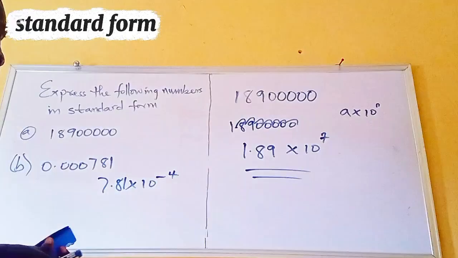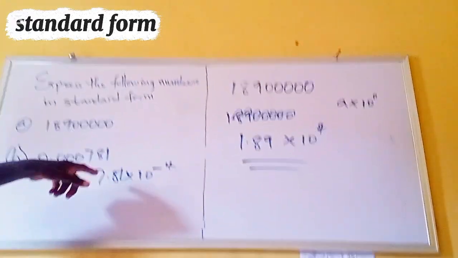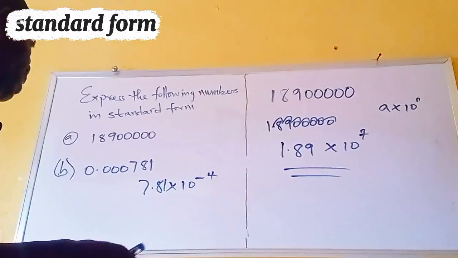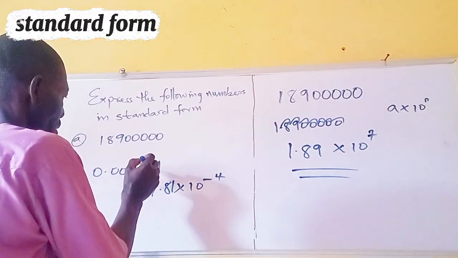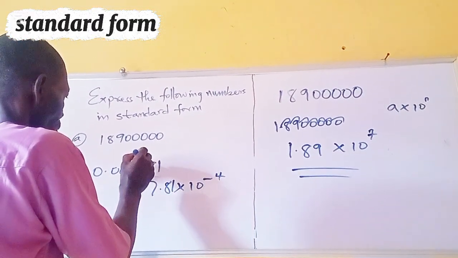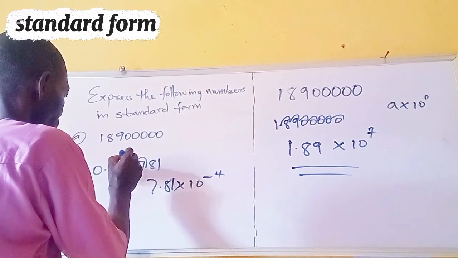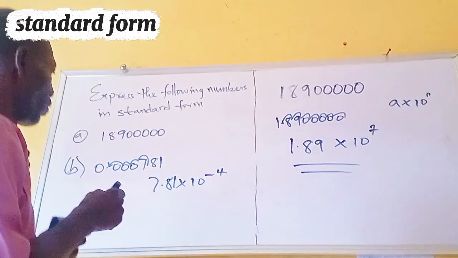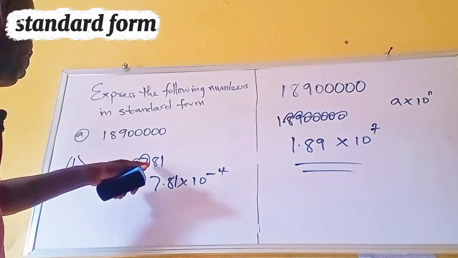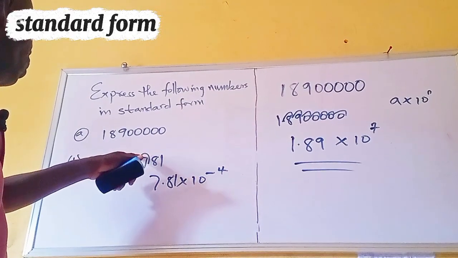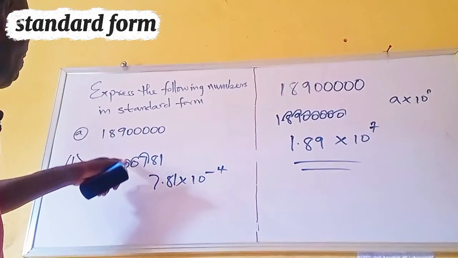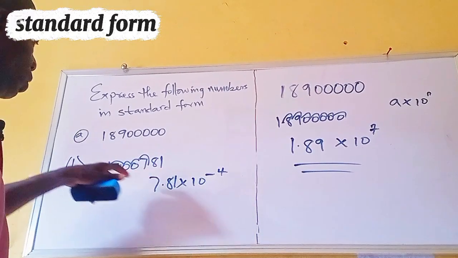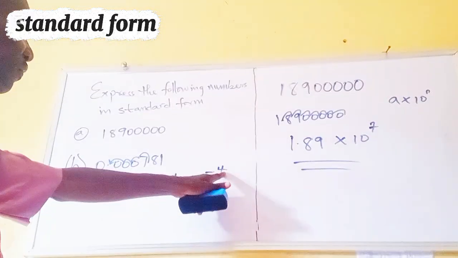The decimal point has moved 4 places. This is it. 1, 2, 3, 4. It has moved 4 places from here. This is 1, 2, 3, 4. It has moved 4 places. The decimal point has moved 4 places. That is why we have 4 here.